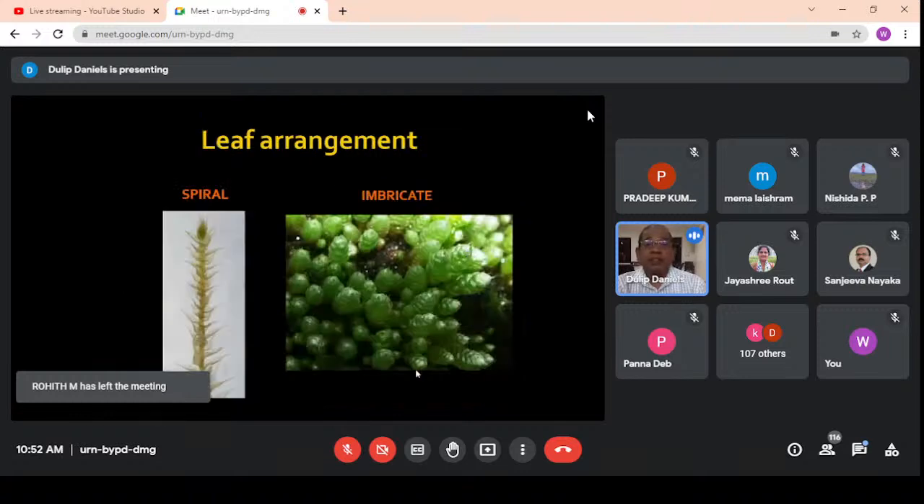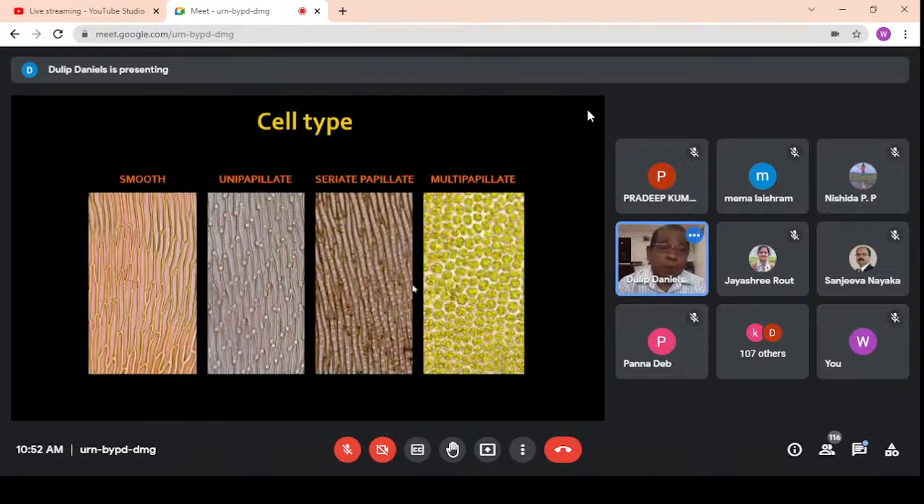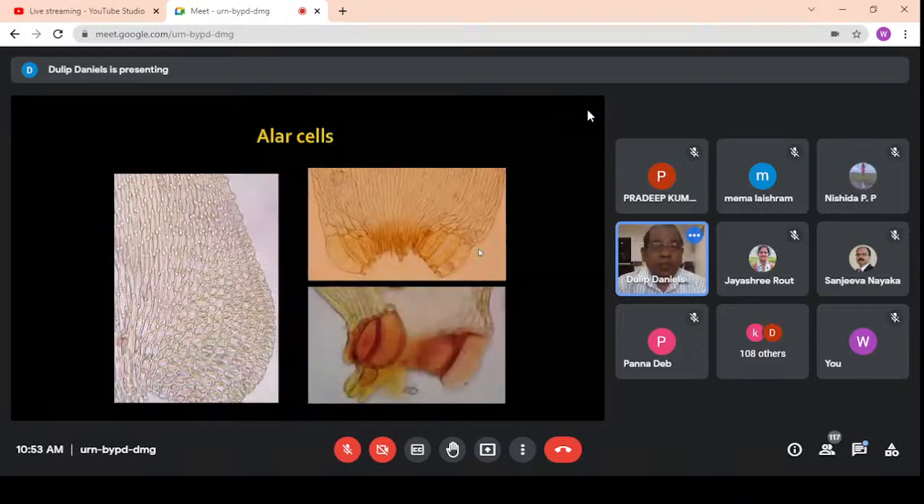Leaf arrangement, this could be spiral, simple, imbricate. Even in cells, the leaf cells, laminar cells, we have smooth, unipapillate ones, seriate, multipapillate. You could see the papillae arranged in a series, and you could see multipapillate ones like these. Look at the alar cells. Look at these, and look at them. The basal enlarged cells are very prominent in some mosses, but not in all.